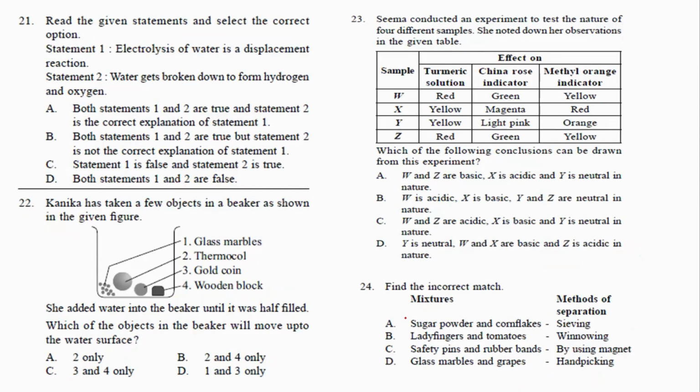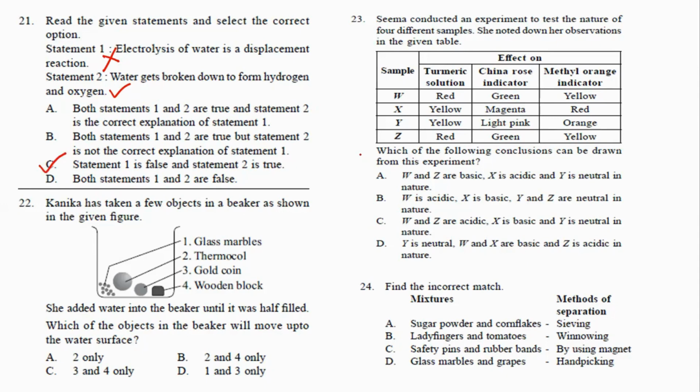So, electrolysis of water is a displacement reaction. This is wrong. This is a completely wrong statement. And definitely, if water is impure and it has to conduct electricity, the water gets broken down into hydrogen and oxygen ions. So, this one is the correct one, right? So, our first statement is wrong and our second statement is correct. So, our correct answer should be option number C, right?